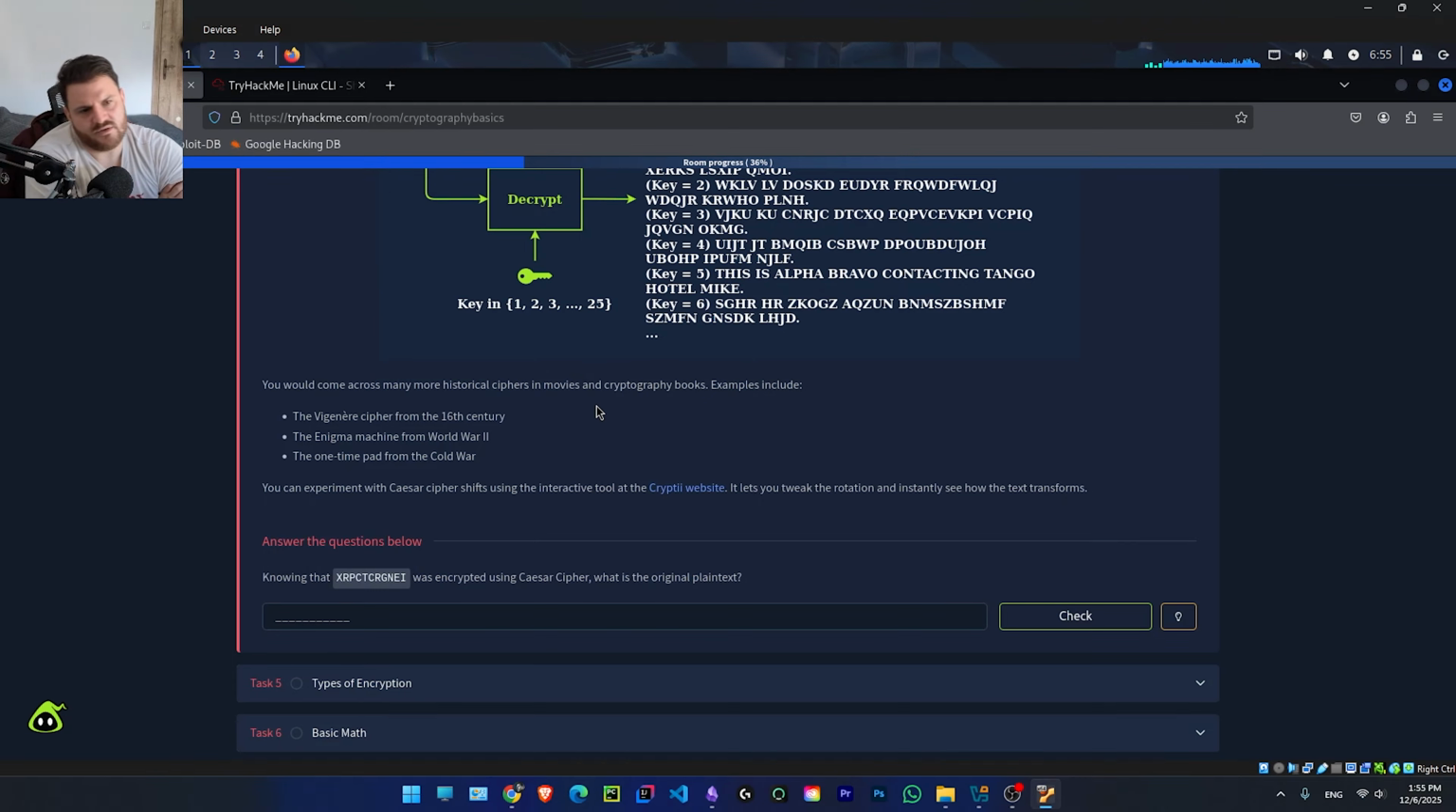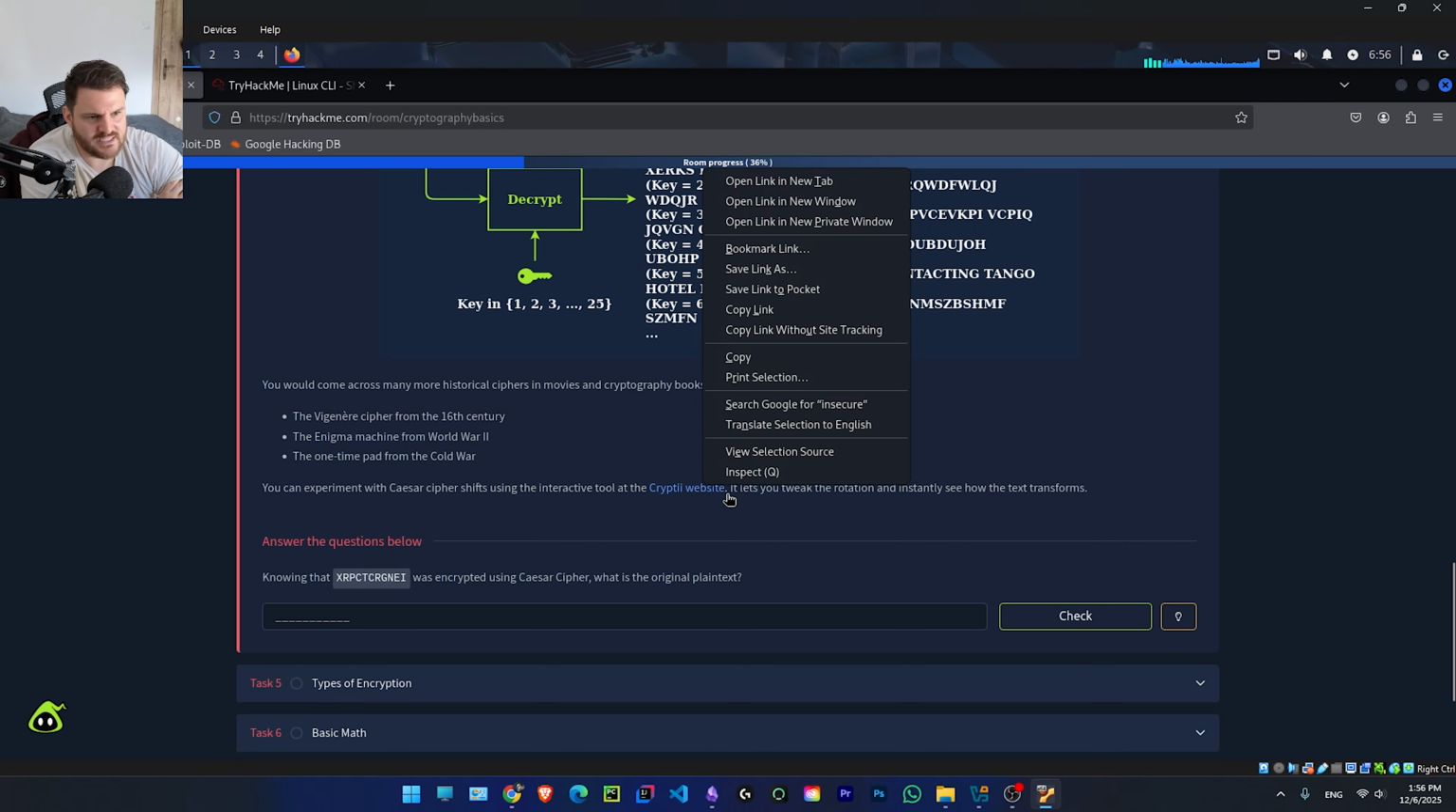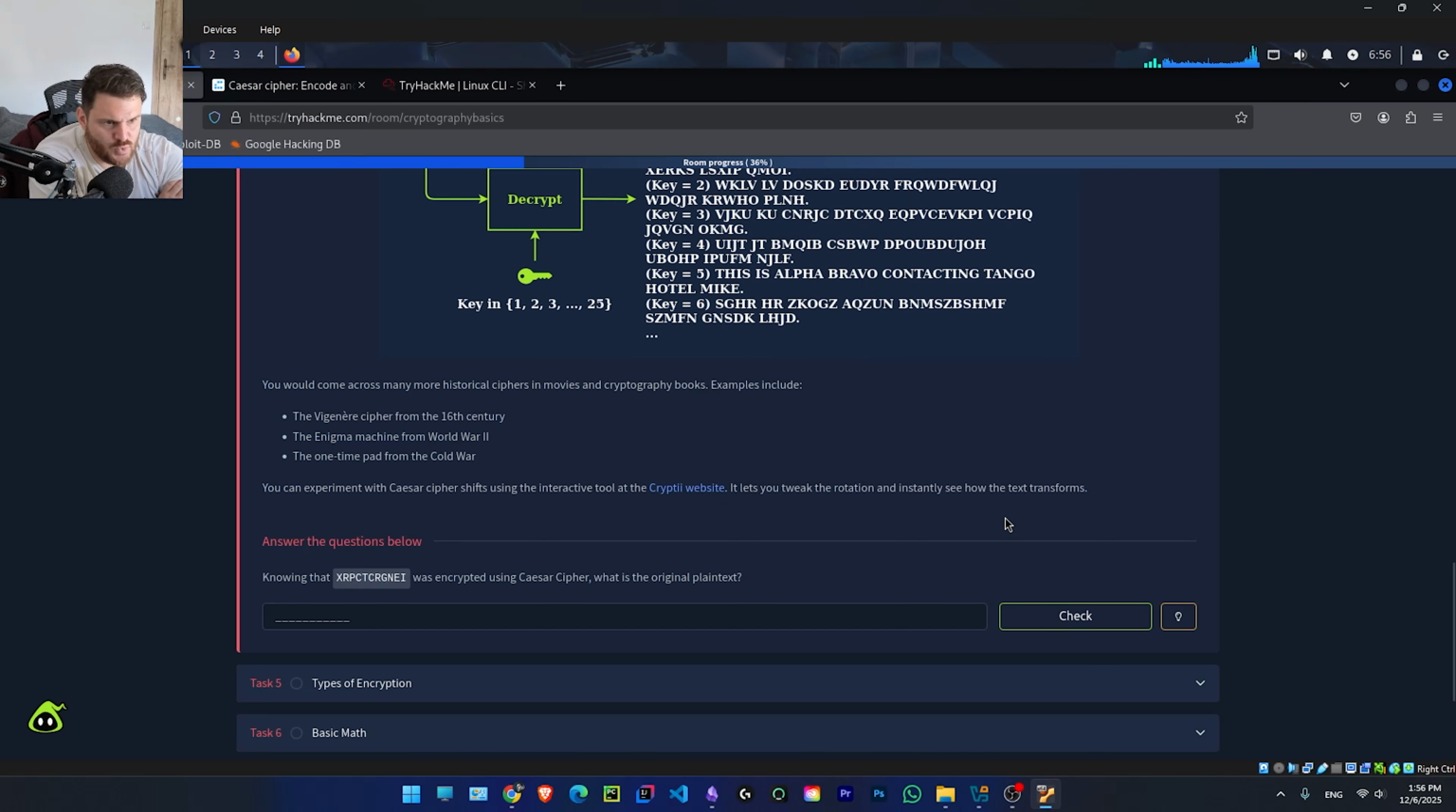You would come across many more historical ciphers in movies and cryptography books. Examples include the Vigenère cipher from the 16th century, the Enigma machine from World War II, and the one-time pad from the Cold War. You can experiment with Caesar cipher shifts using the interactive tool at the Crypty website. It lets you tweak the rotation and instantly see how the text transforms.